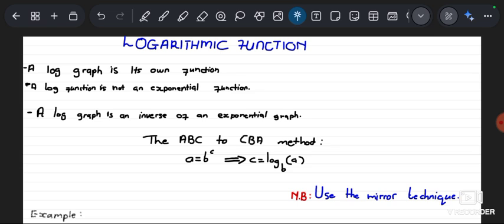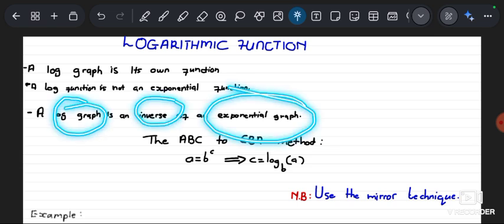They make that mistake because a log graph is a result of finding an inverse for the exponential. Now I'm going to show you how we arrive at that point, but just know that a log graph is an inverse of who? Of an exponential graph.